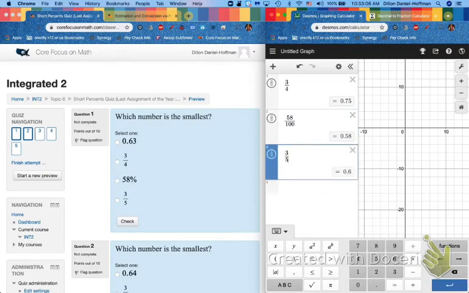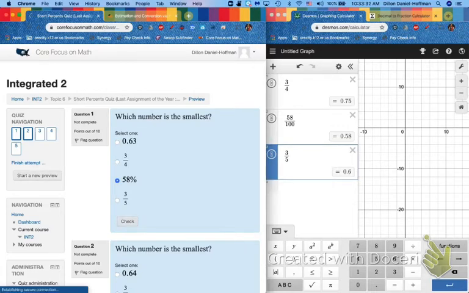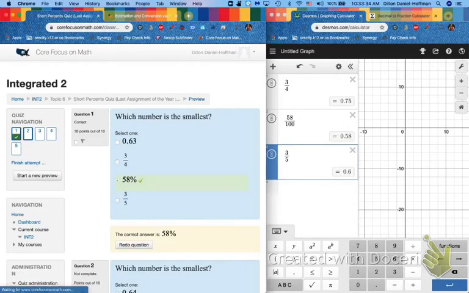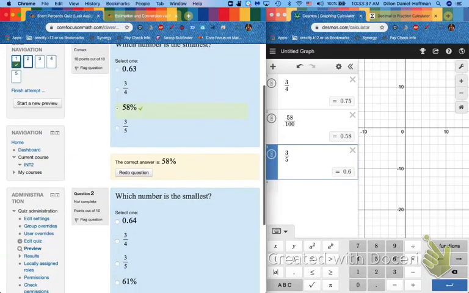So now all of a sudden, we're comparing 0.63 to 0.75 to 0.58 to 0.6. Reminder that 0.6 is the same as 0.60. So this is like 60 cents, 58 cents, 75 cents, and 63 cents. So which is the smallest? Well, 58 cents. Because all of a sudden you're just comparing 58 to 75 to 60 to 63. 58. It's so much easier that way. So when in doubt, always convert everything to a decimal.